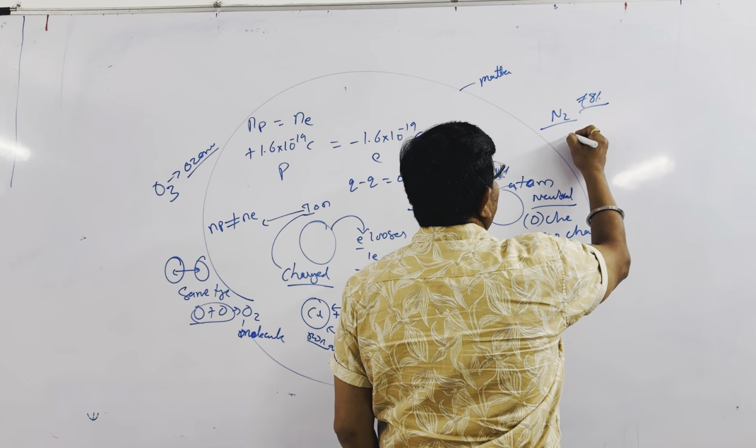Students, today we are going to study about matter, mass, density, volume, all these things we will study. First we want to know about matter. Matter is the thing which occupies space and has mass. And matter is composed of atoms, molecules and ions.